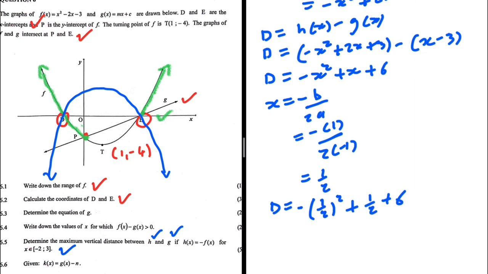So minus a half squared plus a half in place of x plus 6. This is 6.25 or 25 over 4. 25 over 4 units. Right, let's see if we substituted correctly. I think I did. So there we go. That is the maximum vertical distance between h and g, and not between h and f of x.